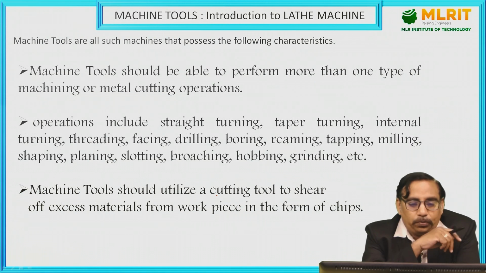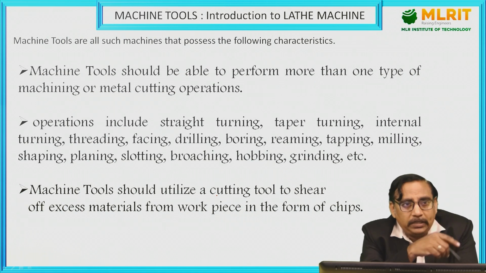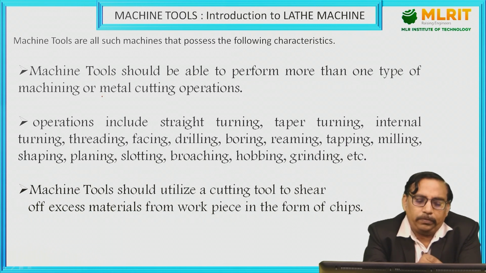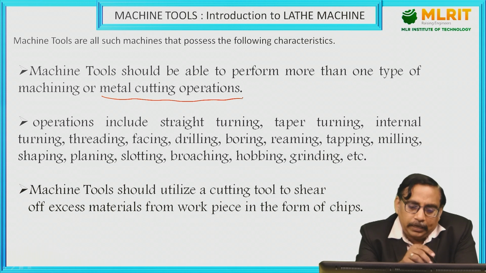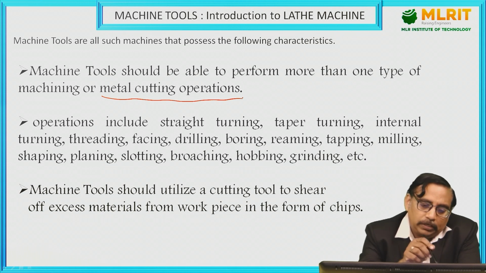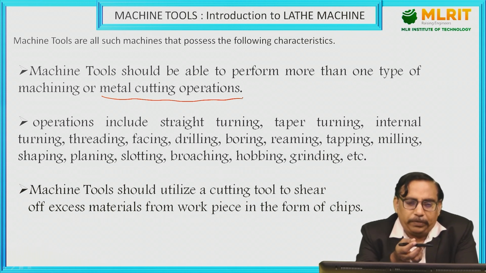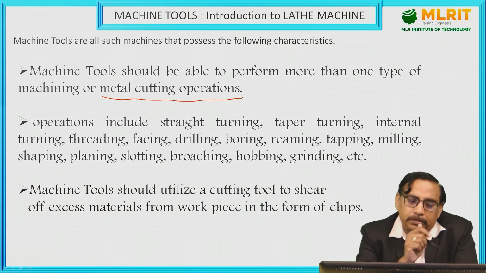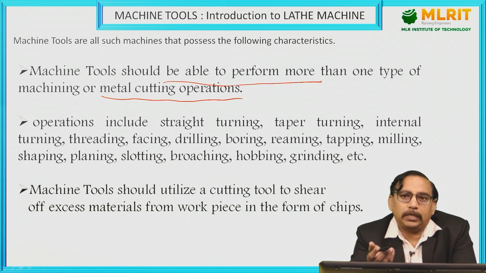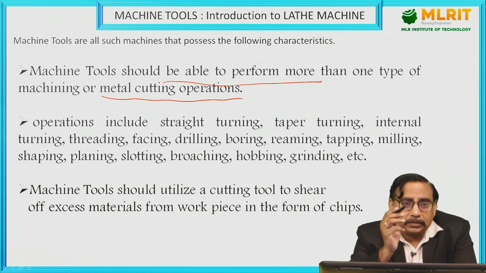A machine tool should be able to perform more than one type of machining or metal cutting operations. Metal cutting operations are mostly used on metals only, but lathe or anything like this comes under machining, right? Different materials can be machined on this. So, machine tools should be able to perform multiple types of operations or multiple types of machining.